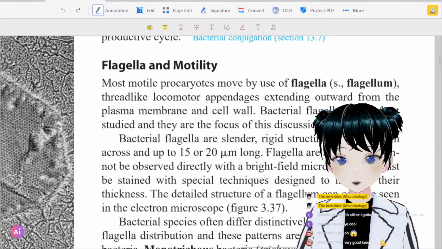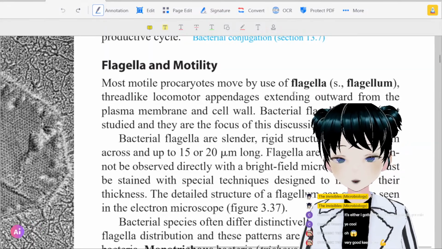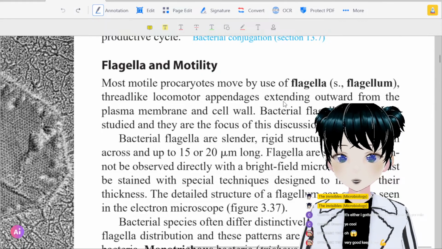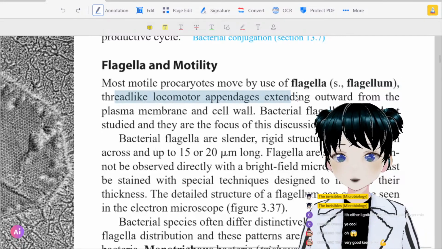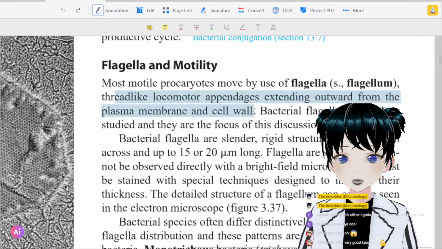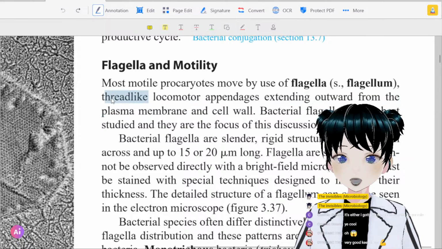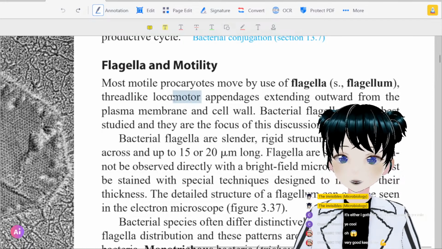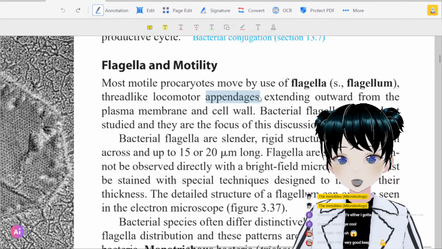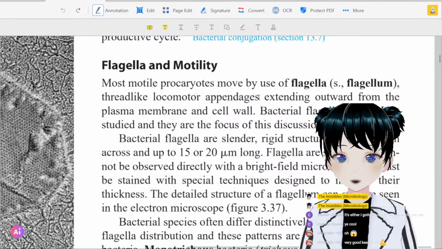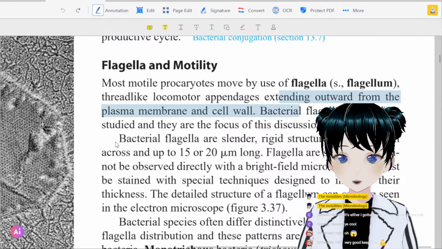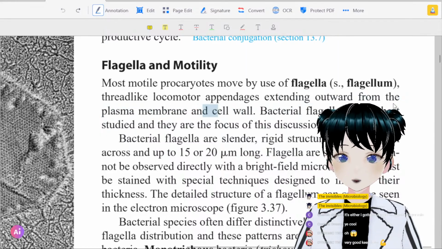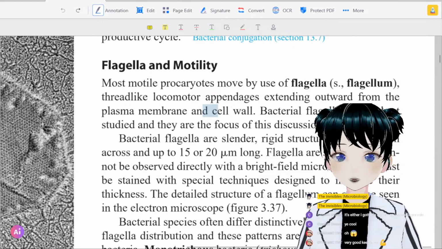Okay. Flagella and motility. Most motile prokaryotes move by the use of flagella, singular flagellum, thread-like locomotor appendages extending outwards from the plasma membrane and cell walls. Thread-like means they are very thin. Locomotor means they help in movement. Appendages are, you can say, like legs because they help in movement, and they extend outside from the plasma membrane and the cell wall. It means it is not just the outer structure of the cell wall, it also comes out from the plasma membrane.